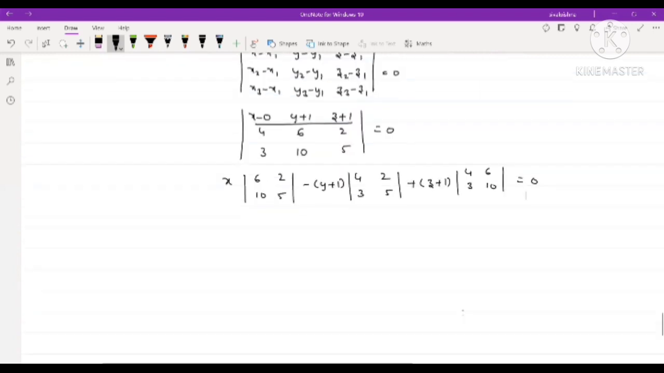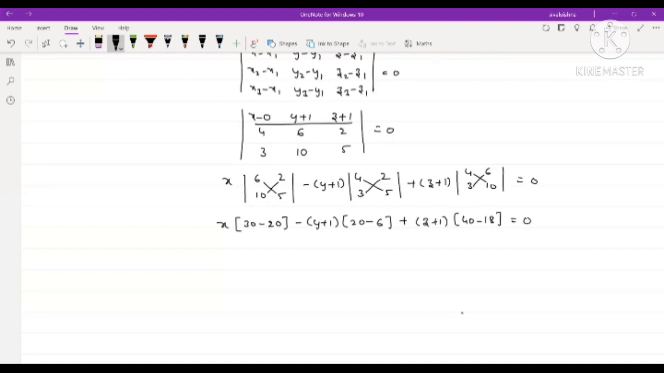In this way we can expand a 3 by 3 determinant. After that we have to simplify. So x into, how can we expand a 2 by 2 determinant? AD minus BC. AD is 6 5s are 30, minus BC, 10 2s are 20. In this way we expand a 2 by 2 determinant. So minus of y plus 1 into, once again AD is 4 5s are 20, minus BC is 3 2s are 6. Next plus z plus 1 into AD, 4 10s are 40, minus 3 6s are 18, is equal to 0.